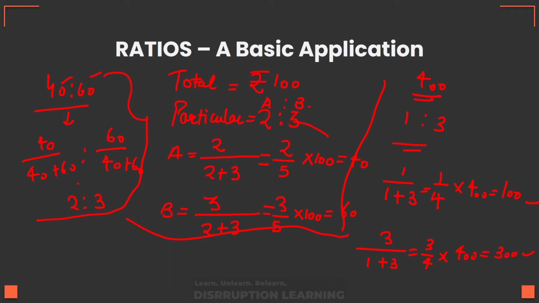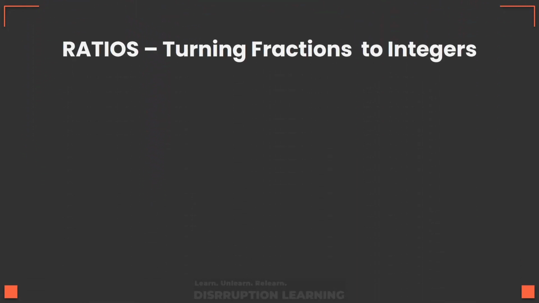Now we move on to the next slide and learn the concept of turning fractions to integers. Before I started, I told you in the last video that an important feature with ratios is that we should write them in the lowest positive integral values only. This is the rule that we need to follow. But what if someone who wants to annoy you says that A and B are sharing a particular value in the ratio of 1 by 2 is to 2 by 3? What if someone gives you this to solve?